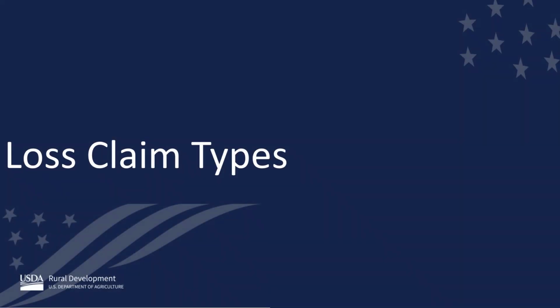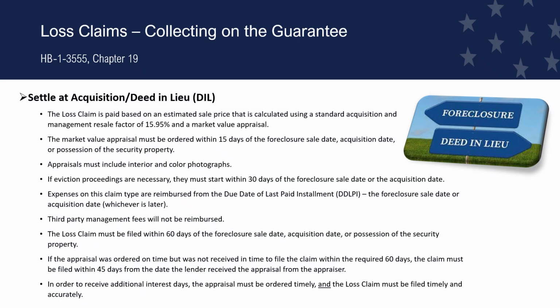Let's discuss the different types of loss claims. When settling by acquisition with a deed in lieu, the loss claim is paid based on an estimated sale price that is calculated using a standard acquisition and management resale factor of 15.95% and a market value appraisal. All of the appraisals submitted with this claim type are reviewed by our in-house appraisers.